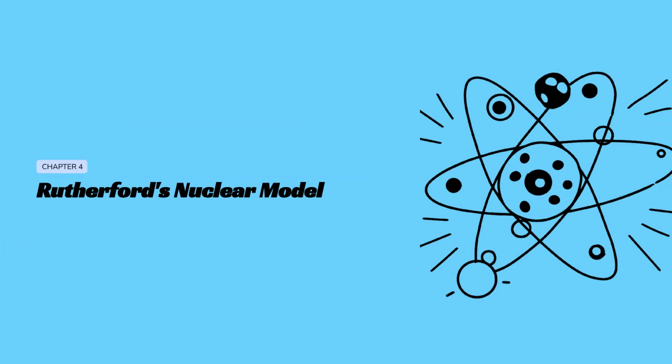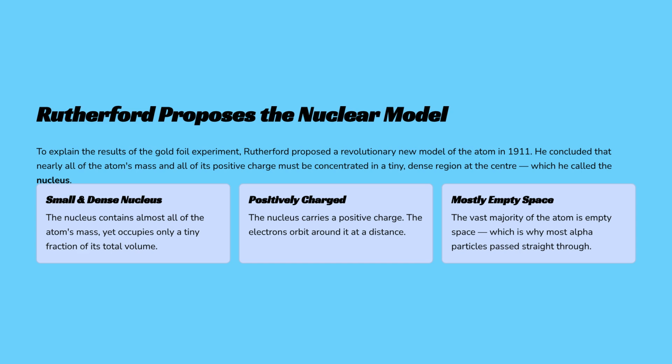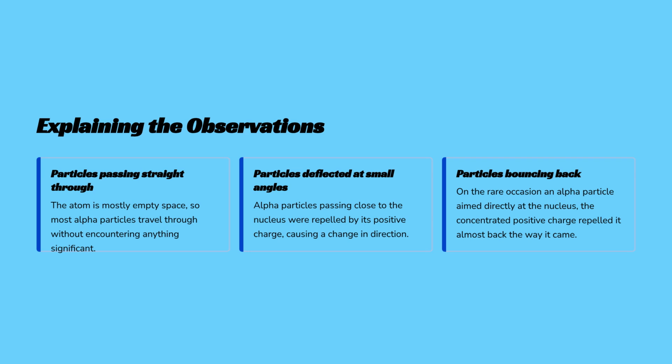This leads us to Chapter 4, Rutherford's nuclear model, which revolutionized our understanding of atomic structure. In 1911, Rutherford proposed that the atom's mass and positive charge are concentrated in a tiny nucleus at the center. This model explained the particles passing through, the deflections, and the backscattered alpha particles. The nuclear model accounts for our observations. Empty space allows passage, proximity to the nucleus causes deflection, and a direct hit results in a particle rebounding.